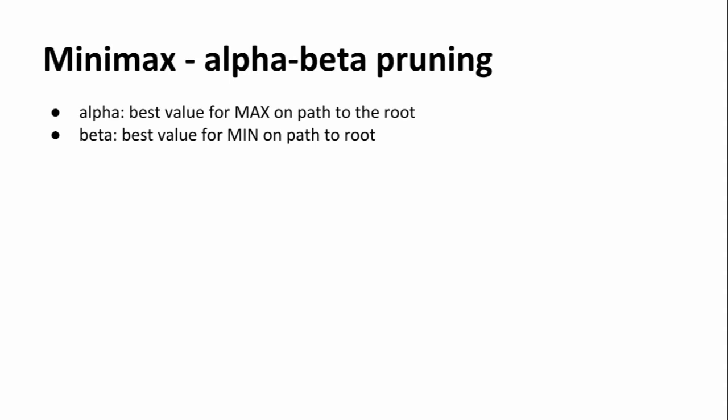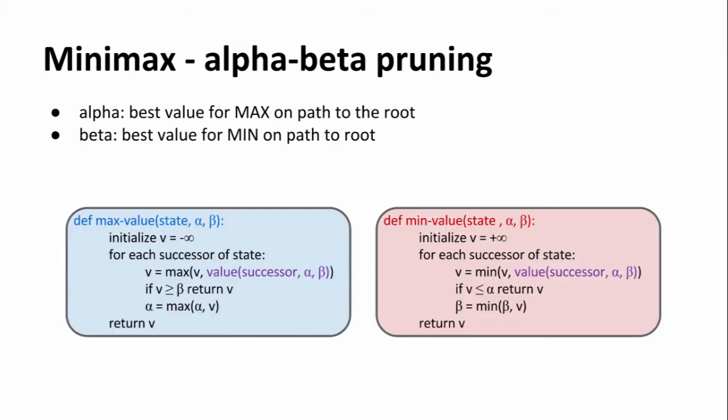For alpha-beta pruning, we're going to keep track of two values, alpha and beta. We're going to call alpha the best value for the maximizer on the path to the root, and beta is going to be the best value for the minimizer on the path to the root. And then we can kind of supplement our max value and min value functions from before with the alpha-beta code. Okay, so the alpha-beta code goes in this block here. So let's go over what these conditions say.